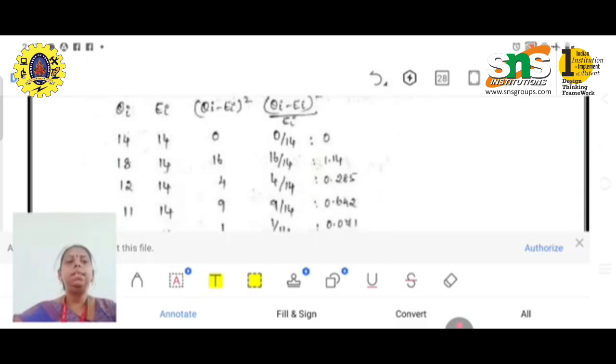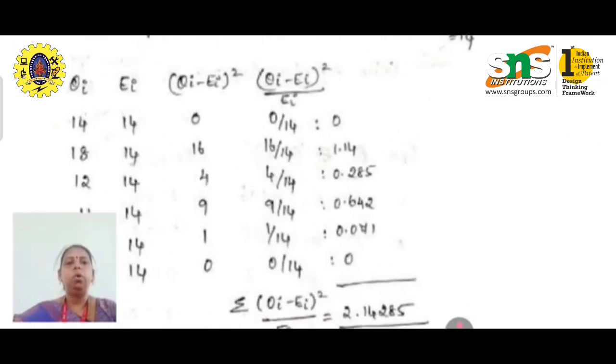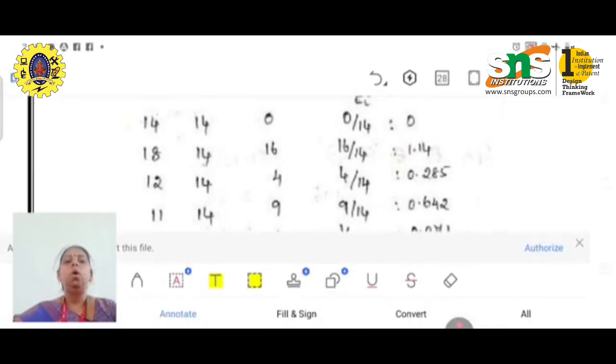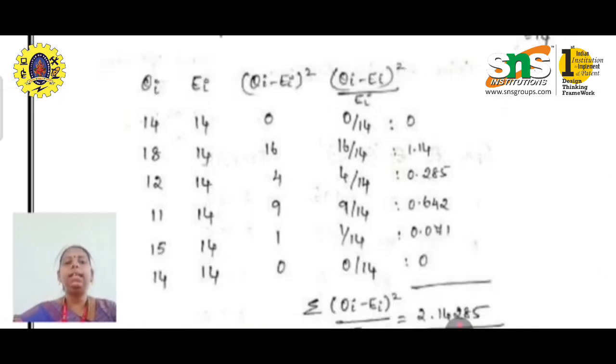So now let us see the table values. We are going to do this table calculation. The first column is OI. OI is given in the question, so the data given in the question is written in OI. The next column is EI. EI we have calculated; the expected is 14. Next you have to calculate (OI minus EI) whole square.